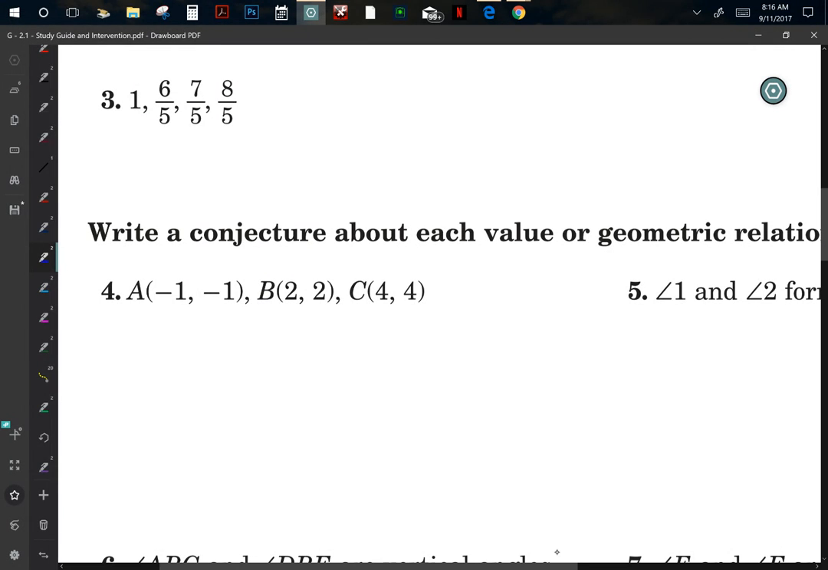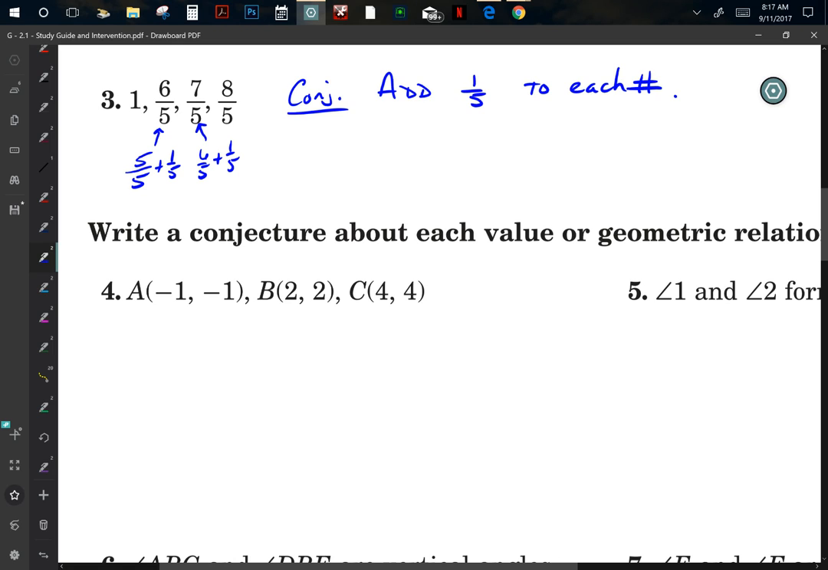If you guys really, this is where knowing fractions is better. If you think about it, 5/5 plus 1/5 is what? 6/5 plus 1/5 is what? So on and so on, right? So our conjecture would be to what? Add 1/5 to each number. Next term in the sequence would be 9/5.